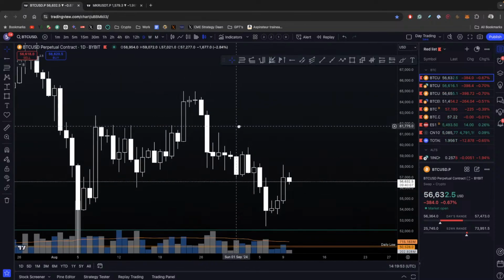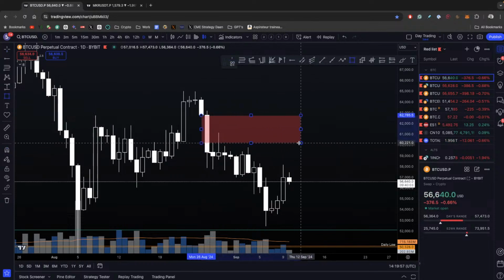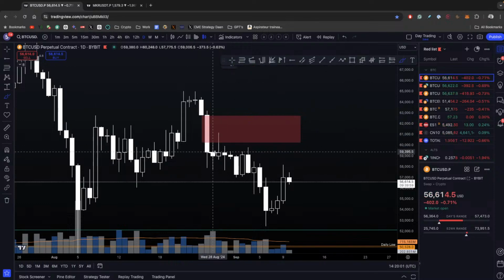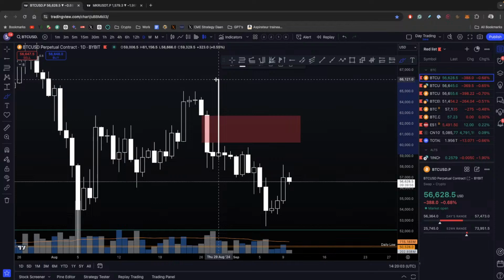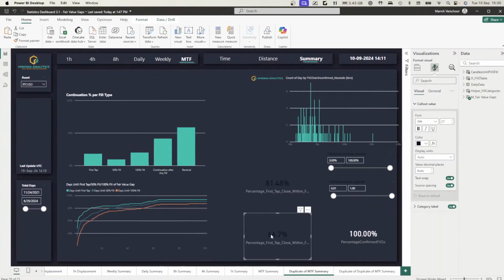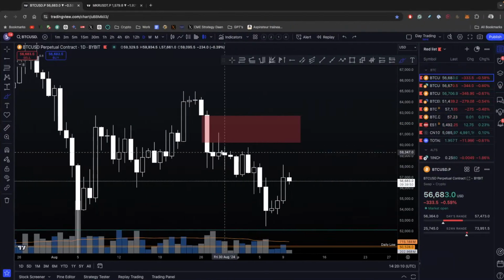So what I said is that 86% have that after that first tap close outside. That is excluding candles that just completely reverse. But even if I include those, then it's still 66% right here, right? So most of them just do this, and it doesn't really matter because all you have to do is wait.